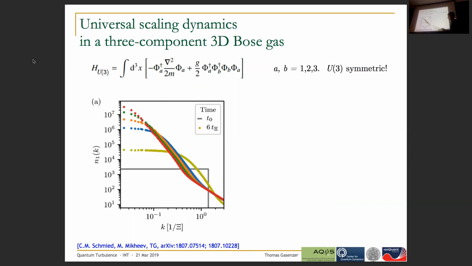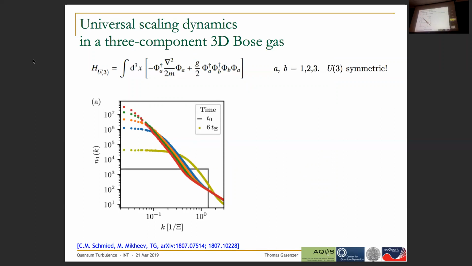Now here's an example of the simulations, which looks very much like the sketch I gave you on the previous slide. We put in this initial distribution by hand, just a box in momentum space. Particles are filled up to a certain momentum scale, and the phase of the field is chosen randomly. So there's no coherence whatsoever in the initial state, just particle number and energy according to this distribution.